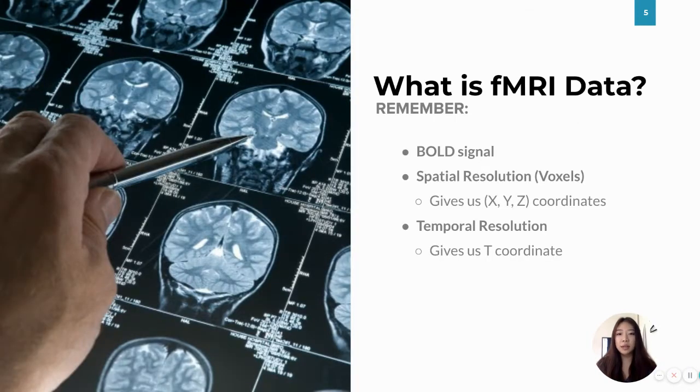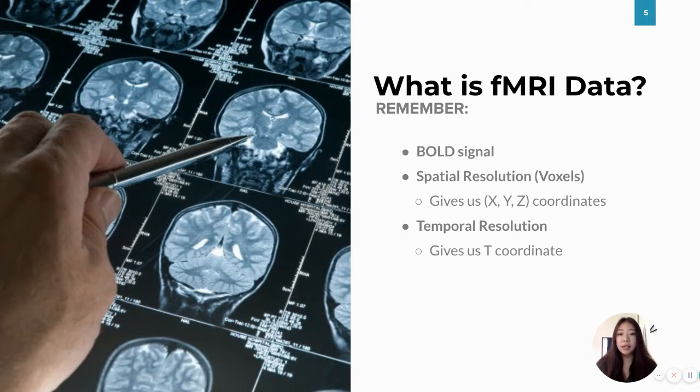So first of all, what is fMRI data? Remember that it's the BOLD signal, which measures the ratio of oxygenated and deoxygenated blood throughout the brain. fMRI data is also represented visually in something called voxels, which are volumetric pixels, if you remember. And these show the aggregate activity of a group of neurons. So it gives us the spatial resolution of fMRI, and that's why fMRI has such good spatial resolution, because these voxels give us the 3D coordinates x, y, z in the spatial plane.